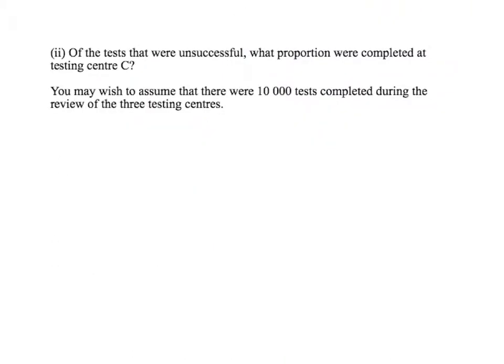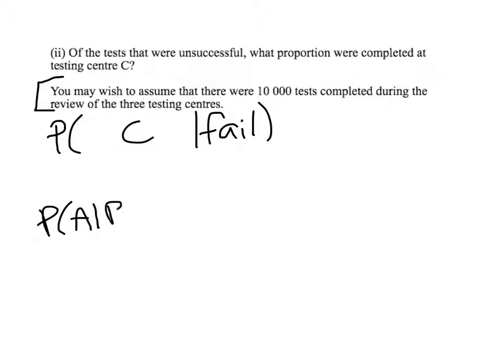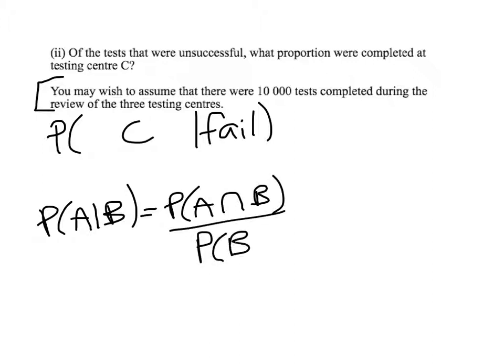Right, next question. Of the tests that were unsuccessful, what proportion were completed at testing centre C? So we're looking for a conditional probability. Given that a test was a failure, what are the chances it was done at C? Now, you can do this using your definition of conditional probability, pretty straightforward application of this rule. So the probability of A, given that B has happened, is the probability of both A and B happening, that's the numerator, divided by the probability that B happened.